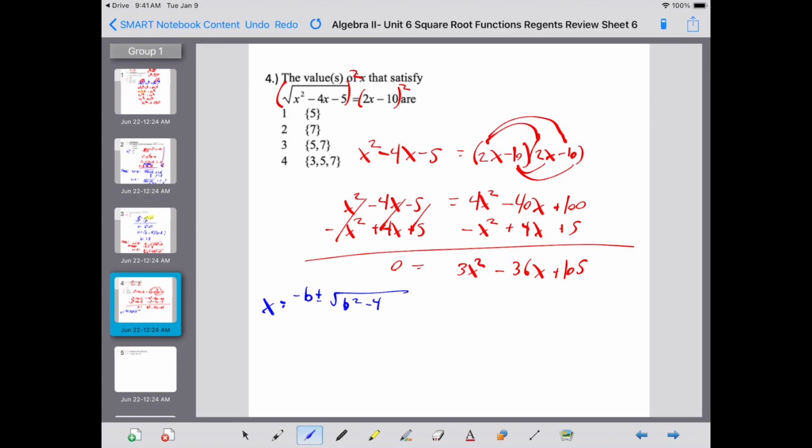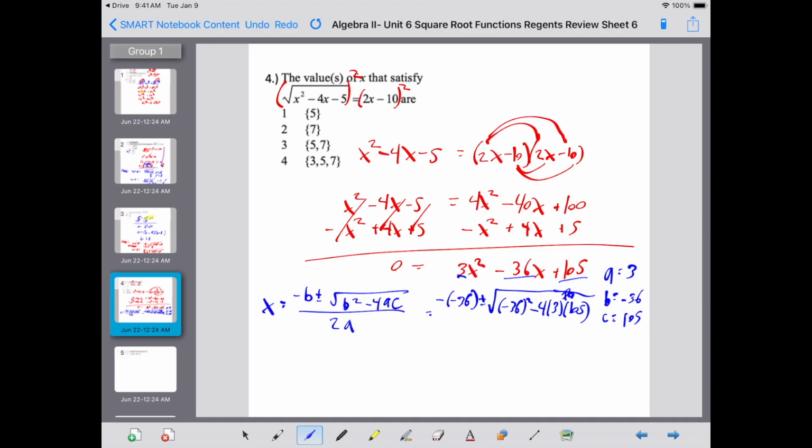By the way, this is also on your reference sheet, so you don't have to have it memorized. I always recommend listing out your a, your b, and your c. Your a is just 3. Your b is negative 36. Your c is 105. So we have negative negative 36 plus or minus the square root of negative 36 squared minus 4 times 3 times 105, over 2 times 3.